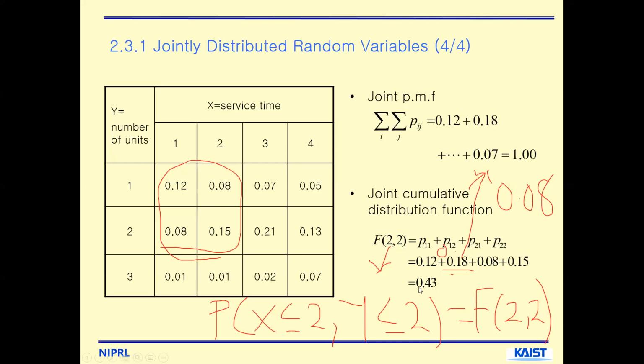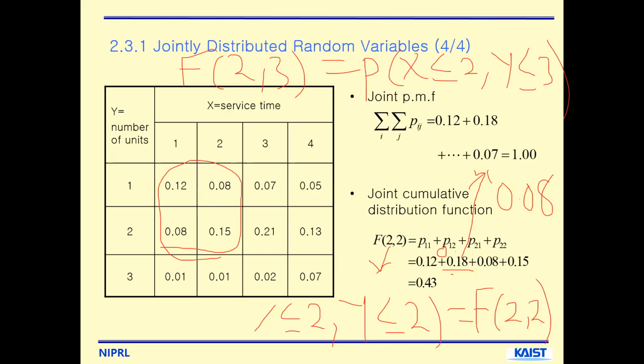Of course, I can ask you to find F of 2 comma 3. F of 2 comma 3 is trying to find the probability of X less or equal to 2 and Y less or equal to 3. Of course, you can figure that out, and that's going to be 2 by 3. So I can ask you to obtain stuff like that. So far so good. I'm going to go into the next slide right now.